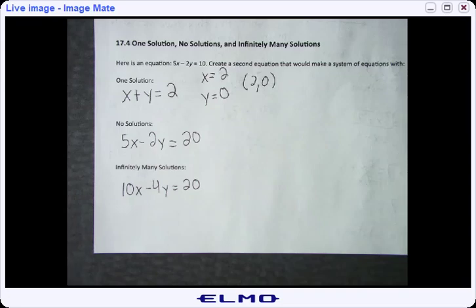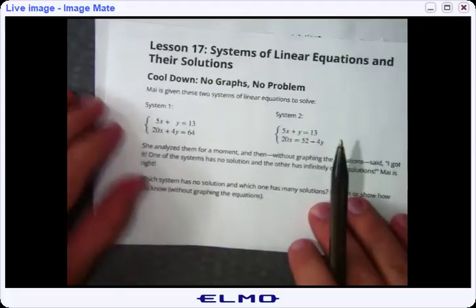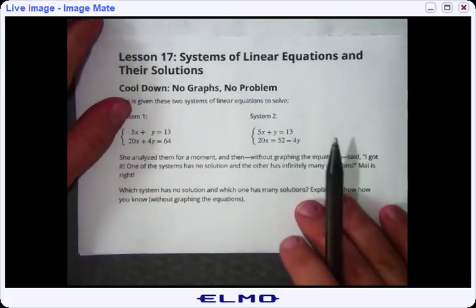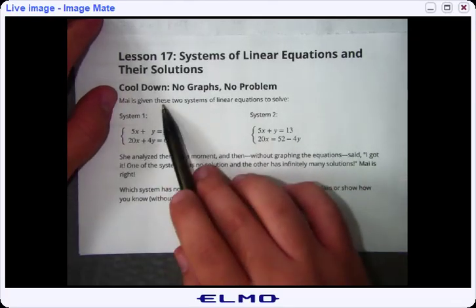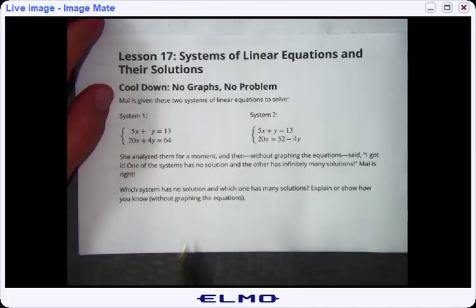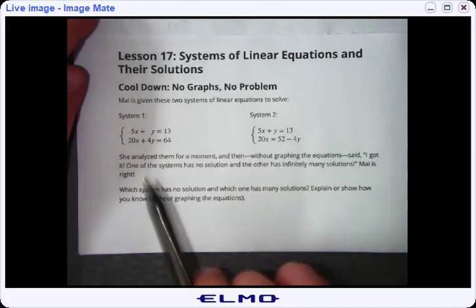What I want you guys to do is work on this lesson 17, systems of linear equations and their solutions. This is a cool down. Work on this and see if you can answer all of this. Okay, this is where you test your own knowledge.